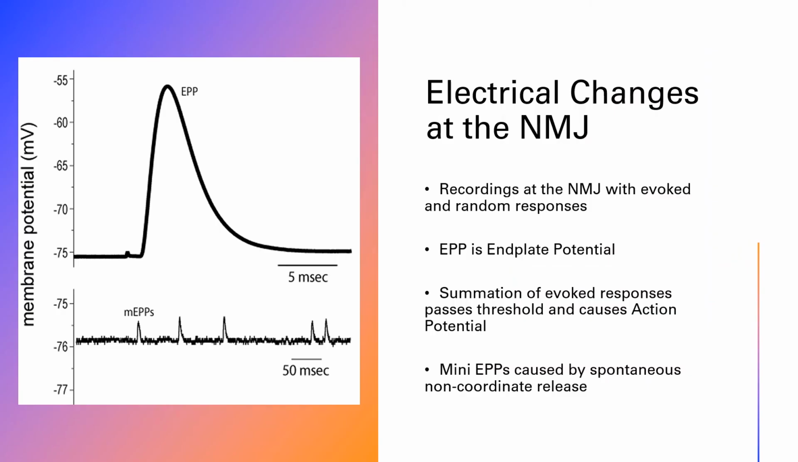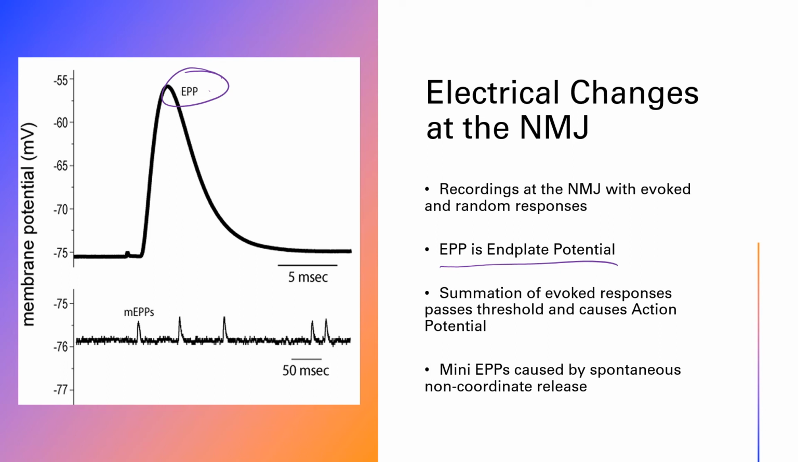Now, what's going to happen electrically? Here we see some recordings at the neuromuscular junction with both evoked and random responses. The EPP it's referring to here is what's called the end plate potential. Basically, they're just measuring the membrane potential of the muscle fiber. And then you can see you get like a 20 millivolt change when you give a stimulated response. So basically you activate that nerve muscle fiber that's coming in, and you get this large end plate potential.